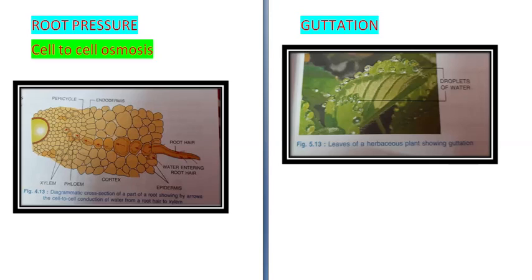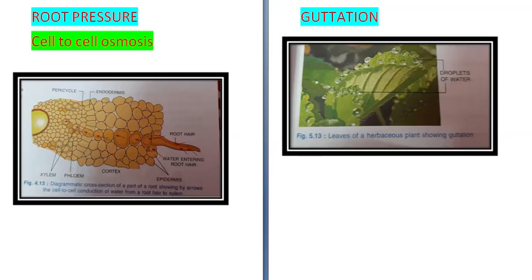Next is guttation. In certain plants like tomato, grass, banana, ferns, the root pressure is high enough to force water up the stem and come out from the ends of the leaves or through the veins of the leaves. See over here, from the leaf veins and ends, water is oozing out as tiny drops. So this is called guttation. Especially in early morning, this can be seen.